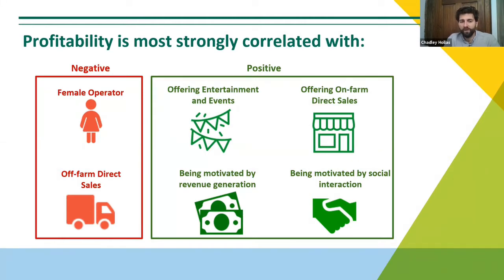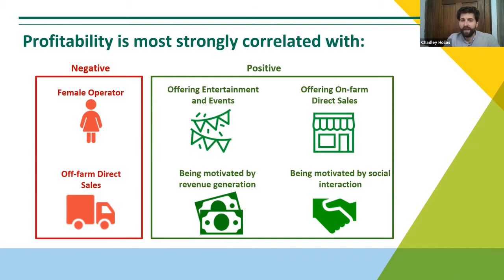Off-farm direct sales was also negatively associated with agritourism profitability, and note that this is for agritourism profitability, not total farm profitability. And so our suspicion is that the negative association is a result of starving the farm of resources it might need, whether it's staff or just time spent on that. And then we saw positive relationships between a couple of different activities that farms offered. That's events and entertainment, as well as on-farm direct sales.